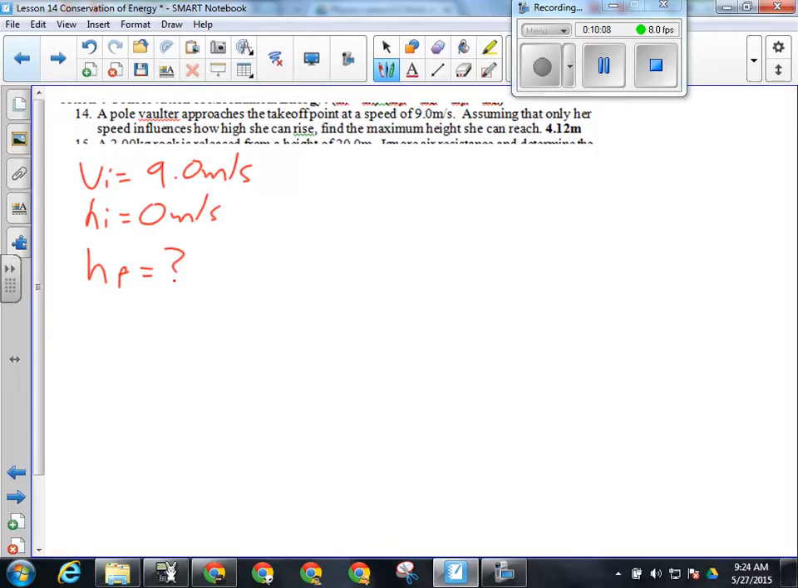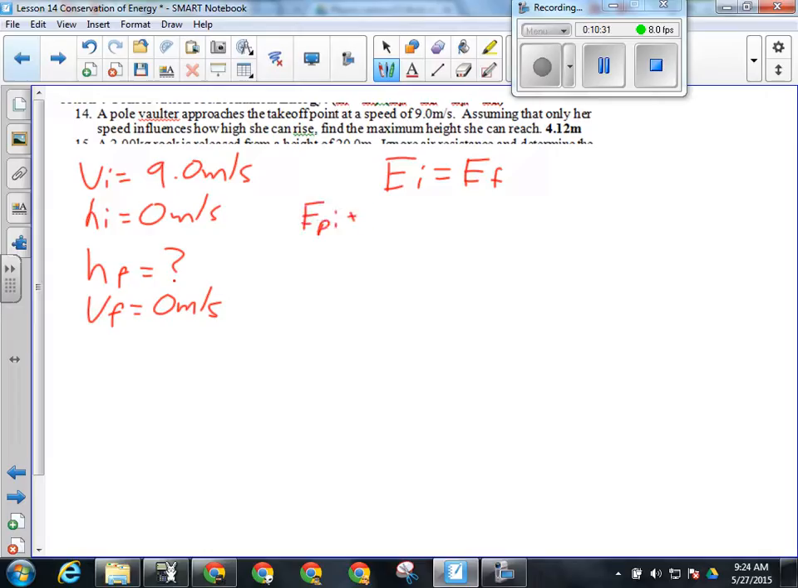Remember that we simplified this and said she went straight up in the air. Zero, right? Remember that at your maximum height, if you're moving straight up in the air, your velocity or speed is zero, because that's the point where you stop, turn around, and start coming back down. So we got EI equals EF.